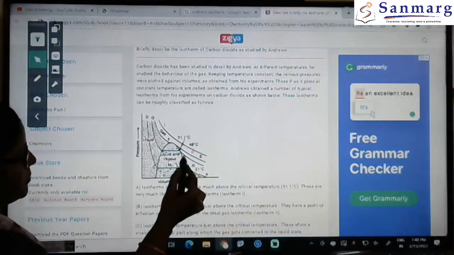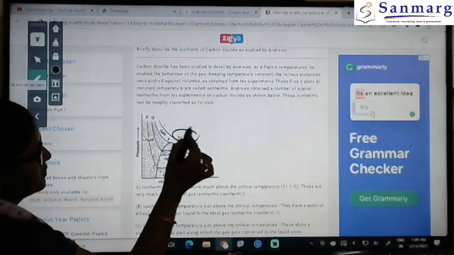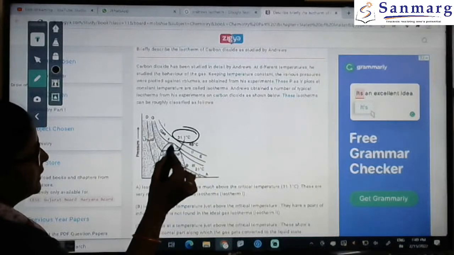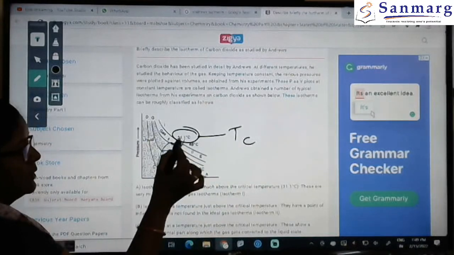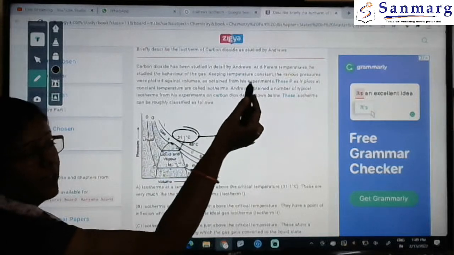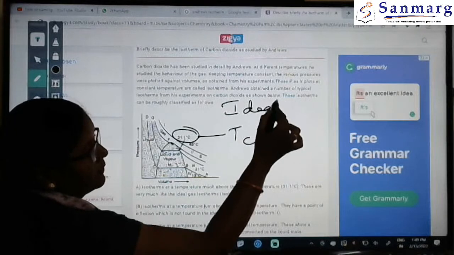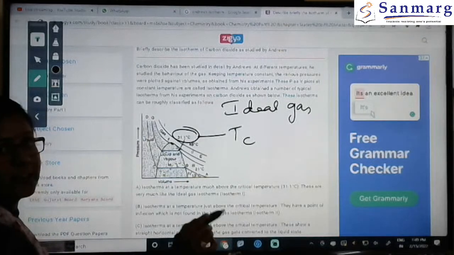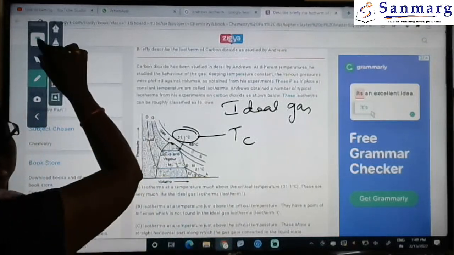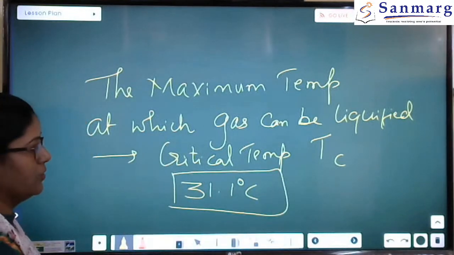This temperature, 31, is the E point. At this temperature you reach that point. 31 degrees Celsius is called the critical temperature. Above this temperature, no matter how much pressure you apply, it will be ideal only, it remains a gas. Below this temperature, you have both gas plus liquid.